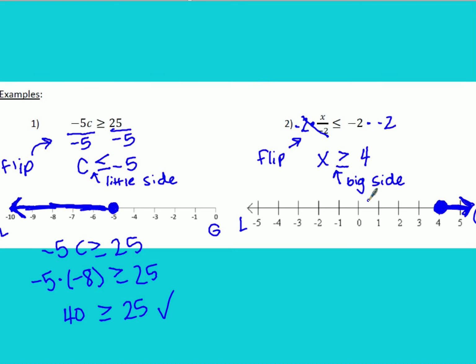And then let's go ahead and test this. So if I plug in a 5 here, my original inequality was x divided by negative 2 will be less than or equal to negative 2. If I plug in 5 here, I have 5 divided by negative 2 is less than or equal to negative 2. And when I do my division here, that's going to get me negative 2.5 is less than or equal to negative 2, and negative 2.5 is less than negative 2. So that is a true inequality there. We graphed to the correct direction, and we solved our inequality correctly.